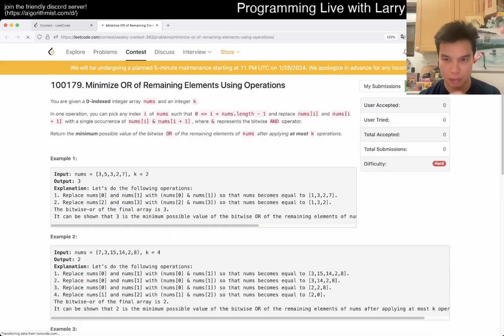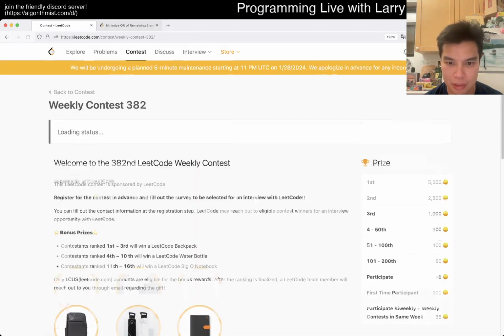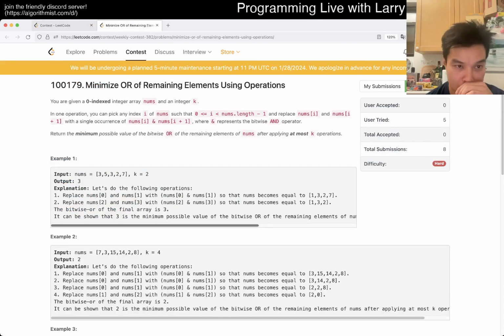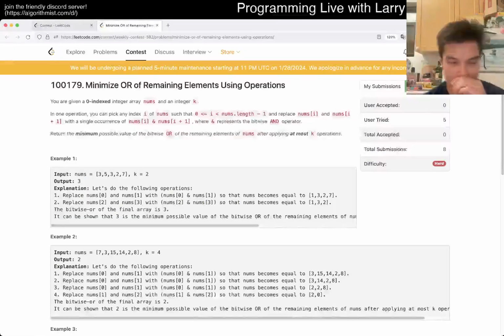Okay, that is a weird problem. All right, still, we got through it. Oh, okay, so it's not even ready yet. I'm curious about Q2. How many people got Q2? 37? I don't know, that's a weird problem, but okay. Minimize all of remaining elements using operation. Okay, focus, Larry. Finish this problem.